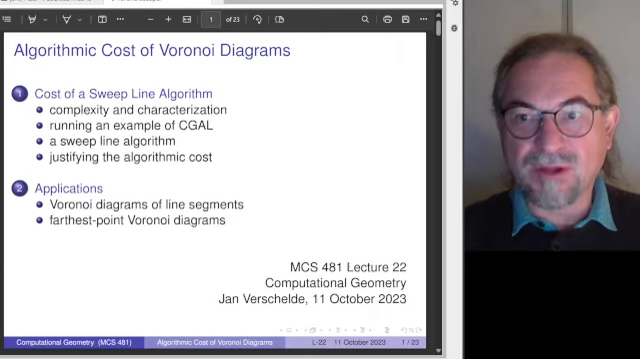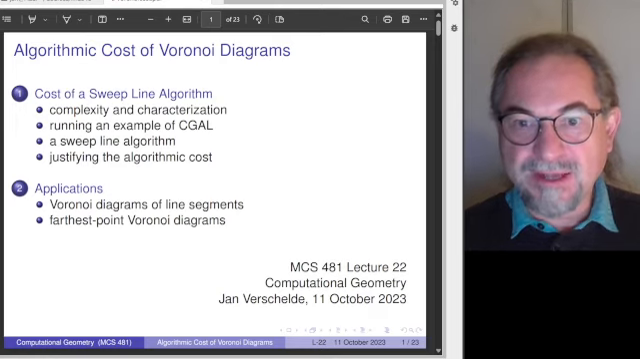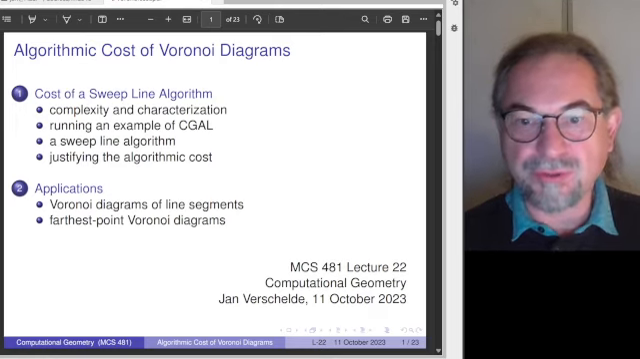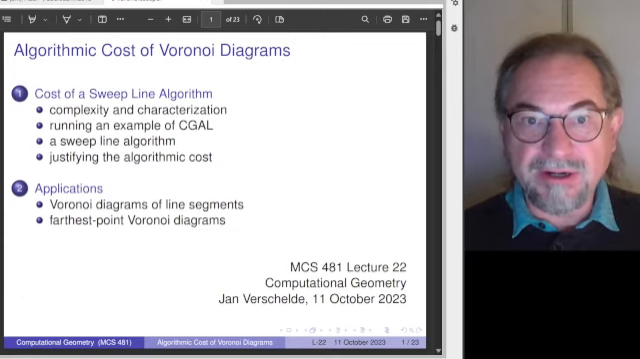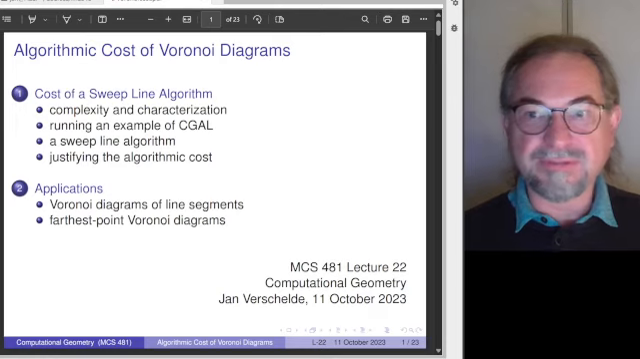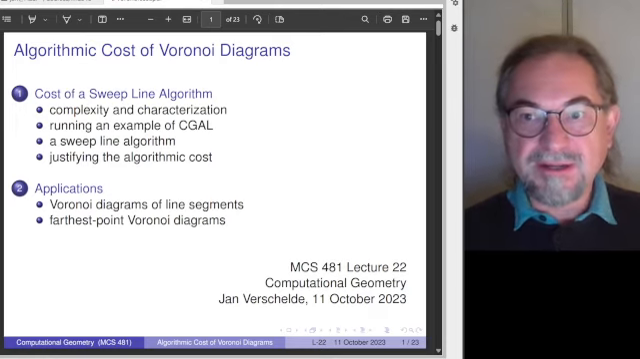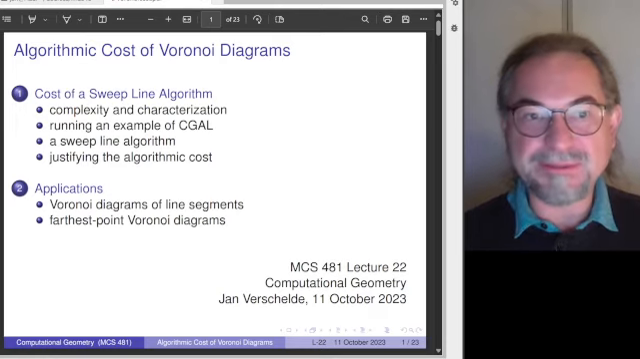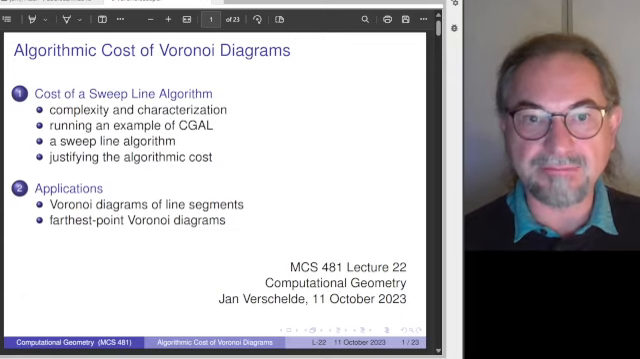Welcome to the pre-recording of lecture 22 of MCS 481, a course on computational geometry. At this point, we are at the end of chapter 7 in our textbook. We are in the middle of the course, in the middle of the semester as well. We have covered, and we are still covering, Voronoi diagrams.